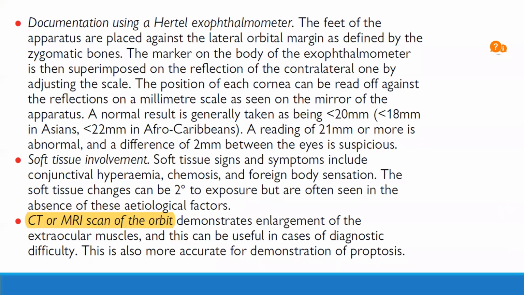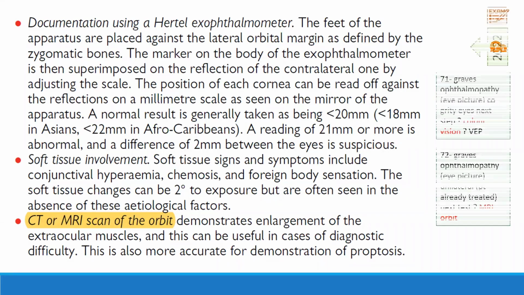And don't forget that the CT and the MRI scan of the orbit is very important because they will demonstrate enlargement of the extraocular muscle. And also another etiological cause of proptosis can be diagnosed. For example, some cases may be presented with orbital lymphoma, and we can diagnose it incorrectly as Graves' orbitopathy. And after CT or MRI, we will find that there is a tumor behind the globe.